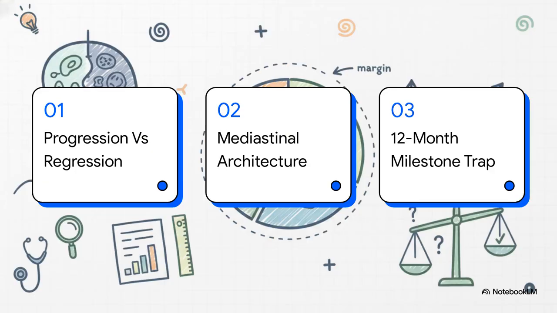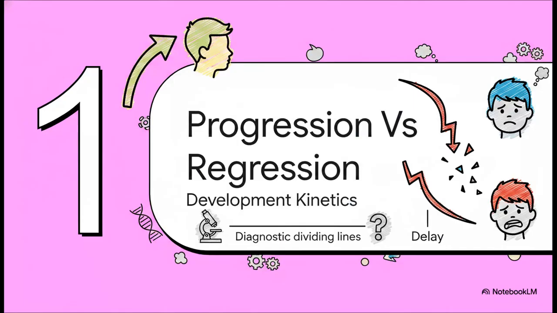So to master these margins, here is our cognitive roadmap for today. We're breaking this explainer down into 3 critical diagnostic tipping points. 1, progression versus regression. 2, the mediastinal architecture. And 3, the 12-month milestone trap. Okay, let's dive right into this with part 1, progression versus regression.